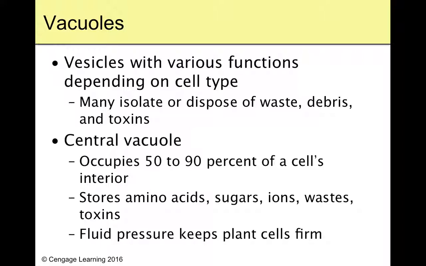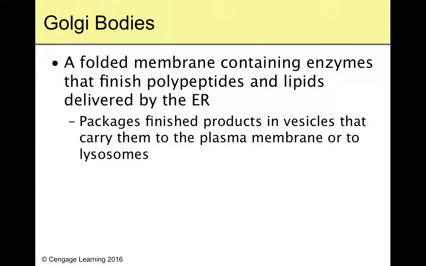The pressure from that fluid in the central vacuole is going to keep a plant cell turgid or firm. Basically, that's the reason your plants shouldn't wilt. If they get dried out and wilt, it's because they don't have as much water in that central vacuole. So that's a vacuole, not that fancy.